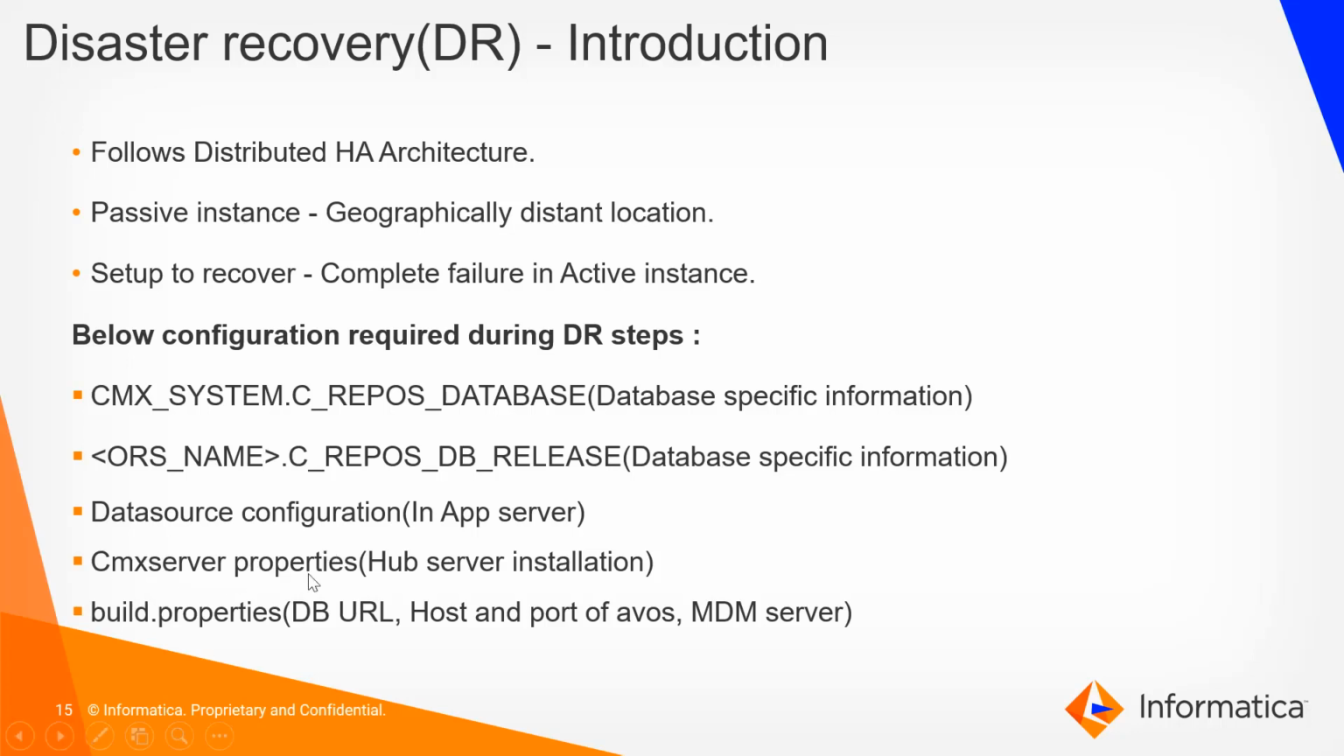And we also have the CMX server properties. There are various properties in the CMX server where it refers to the hosts, the RMI host name, the comma separated URL hub server host name. That needs to be updated as well according to the DR server details. And also in the build.properties we have DB URLs, the host name and the port of the Activos as well as the MDM server. That needs to be updated in case the configurations have been copied from the active instance to the passive instance.